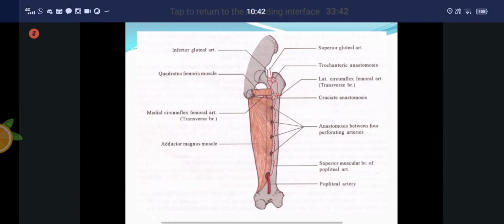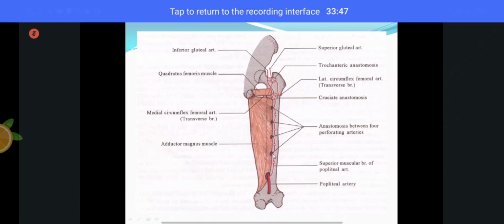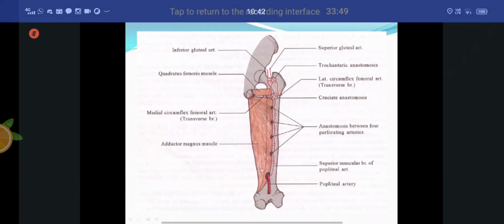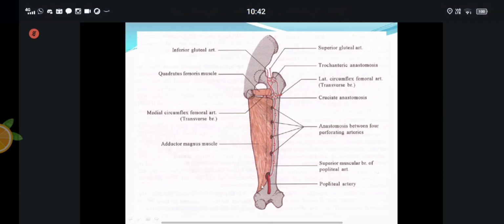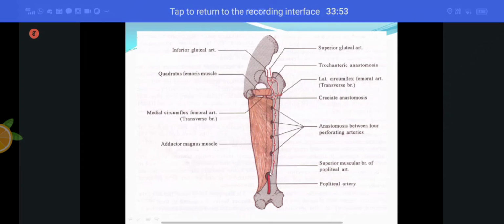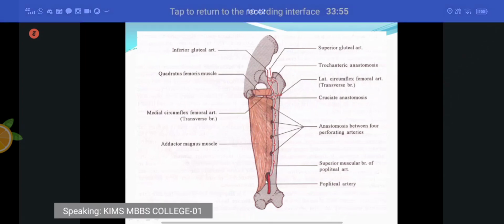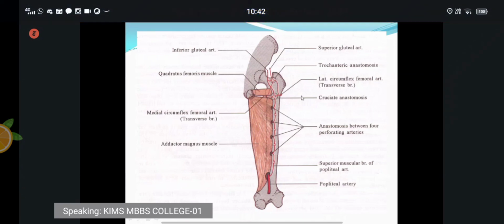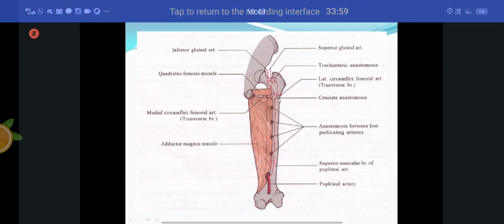And the fourth one, the profunda femoris artery itself, passes through the fourth osteofibrous opening. But the fifth and the last one, the femoral artery, is the one which is passing through the osteofibrous opening. Right, see here, then coming back, see here, the cruciate anastomosis.